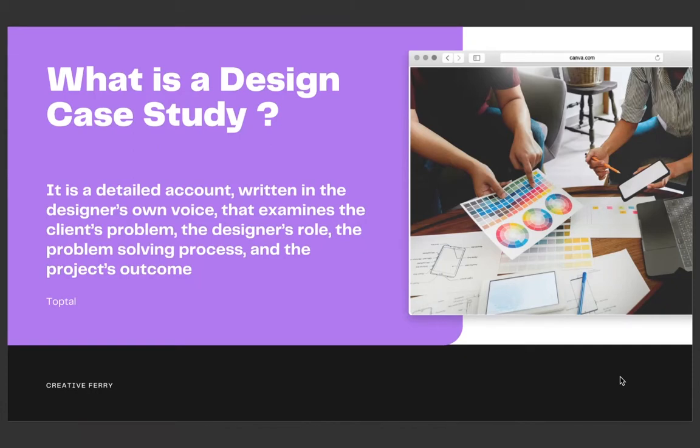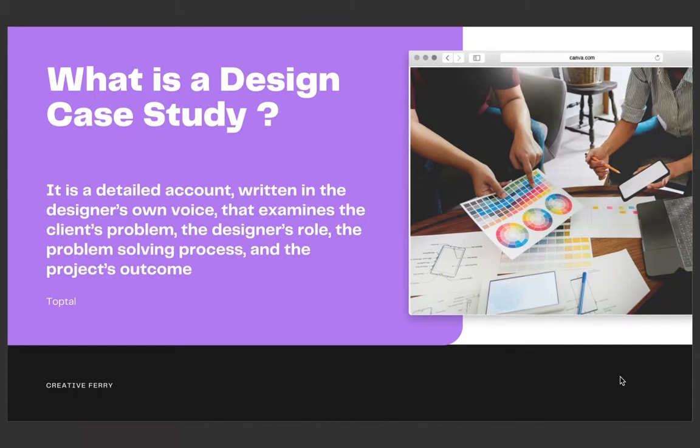Chaptal has a very wonderful design blog, let me just put it like that. And their definition for what a design case study is: it is a detailed account written in the designer's own voice that explains the client's problem, the designer's role, the problem solving process, and the project's outcome.